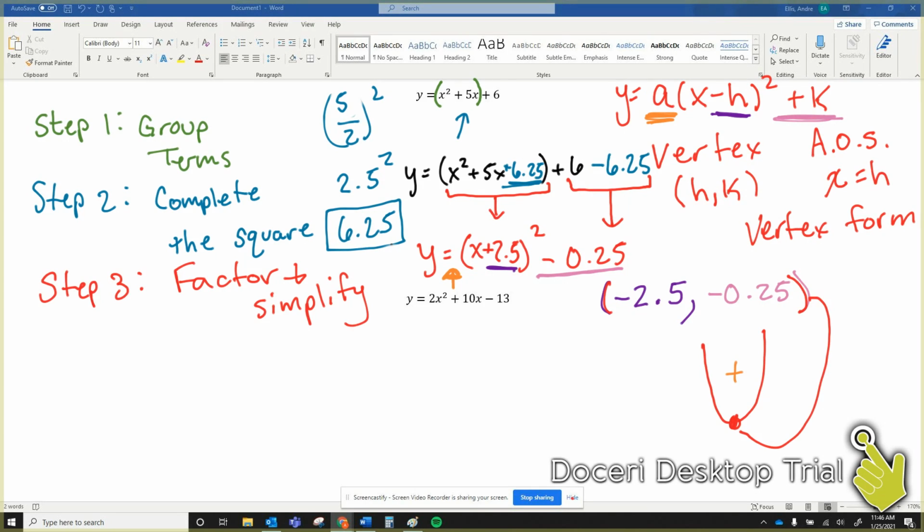The axis of symmetry, write that further up. The axis of symmetry is simply the equation x equals h. The axis of symmetry is a line that passes through the middle of our parabola. So x equals, and again, h was negative 2.5, so my axis of symmetry is at negative 2.5.